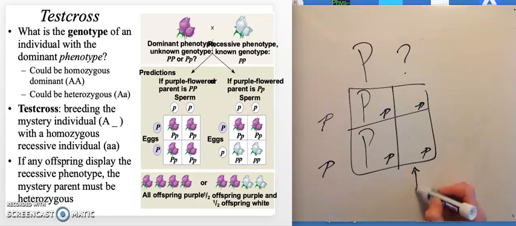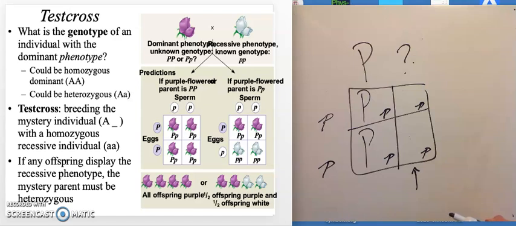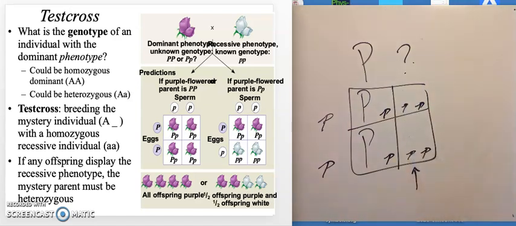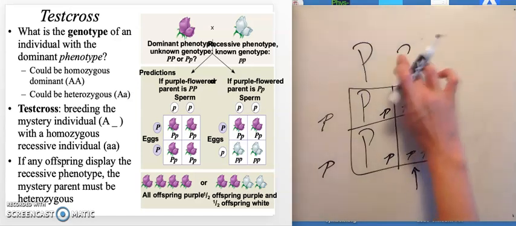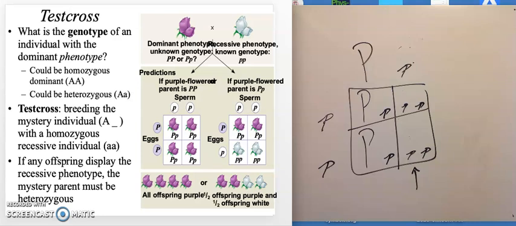And then by looking at the phenotype of the rest of the offspring that are produced, we can figure out whether this parent is heterozygous or homozygous dominant. If we do this cross and we get any offspring that have the recessive phenotype, what that tells us is that this dominant phenotype parent must be heterozygous, because the only way for the offspring to have two recessive alleles is if they get one from each parent.